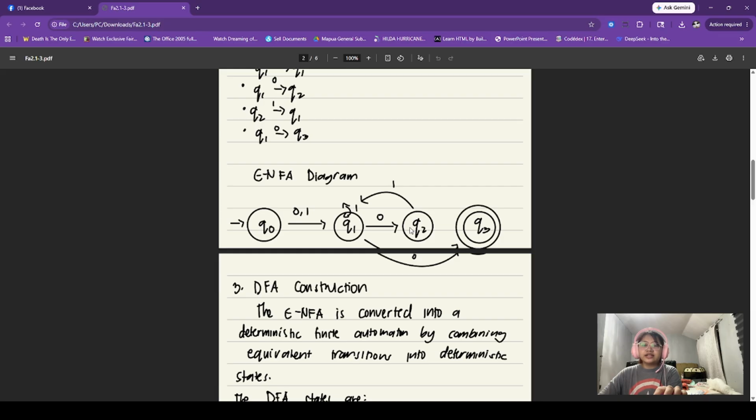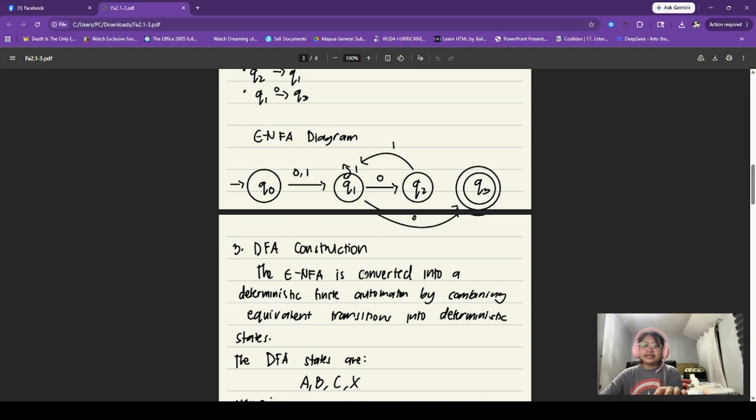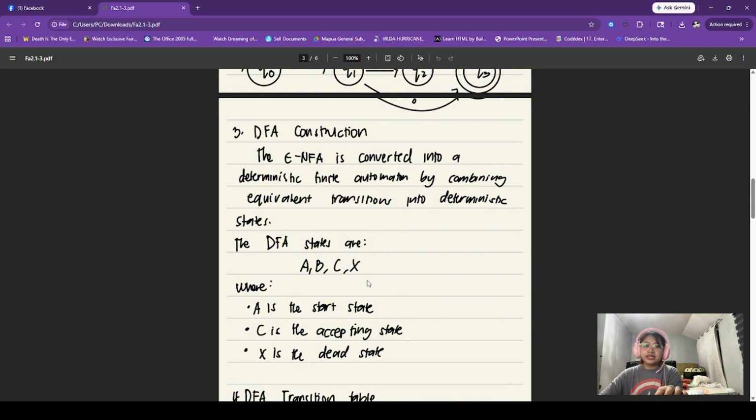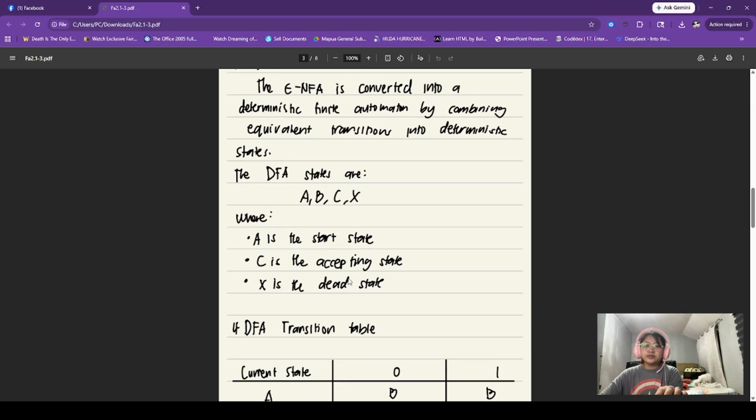And then I converted the epsilon NFA into DFA. So the DFA contains 4 states named A, B, C, and X. A is the starting state, C is the accepting state, and X is the dead state. So the transitions are: from A, inputs 0 and 1 both go to B, and from B, input 0 goes to C, and then 1 loops back to B.